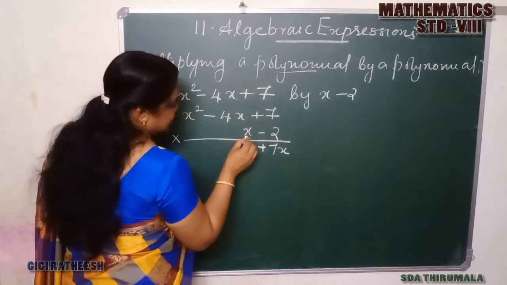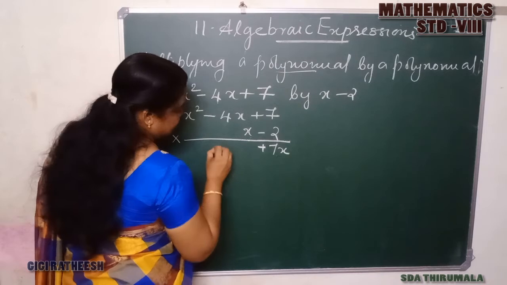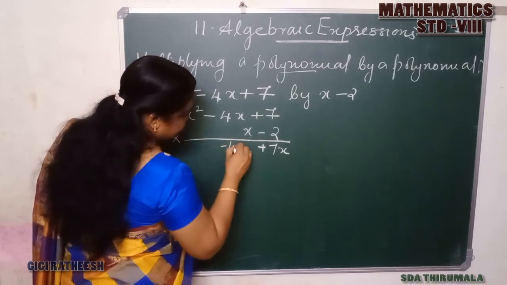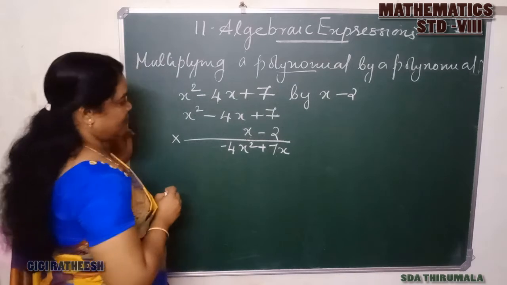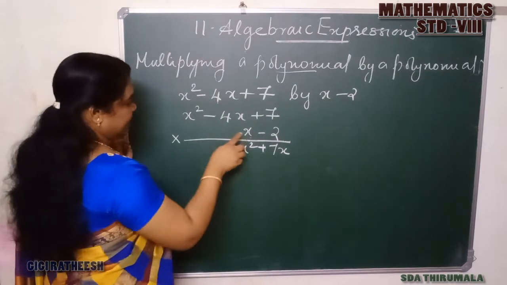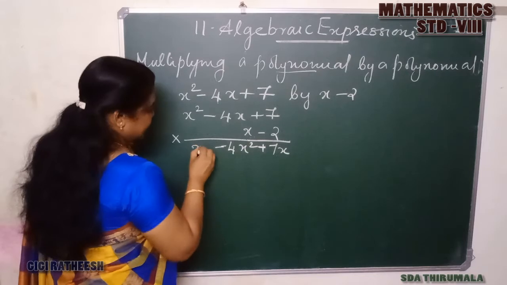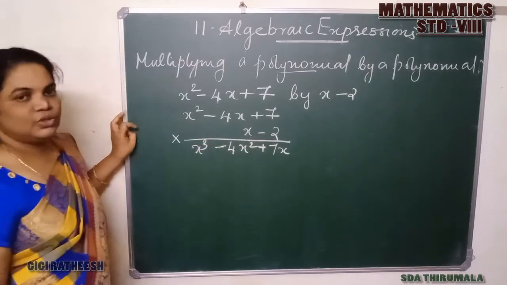This is plus and this is minus, so it is minus 4x square. And after that, the last one is x into x square, which is x cube. X into x square is x cube.